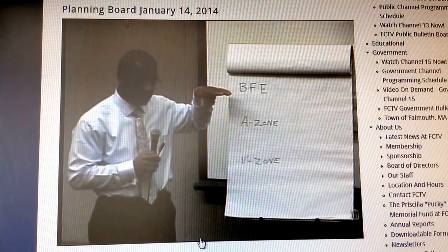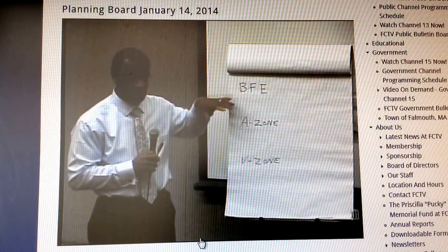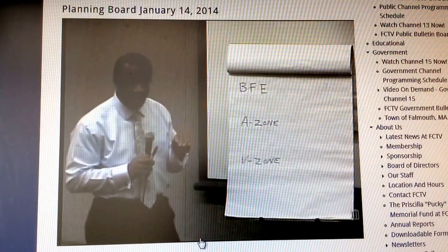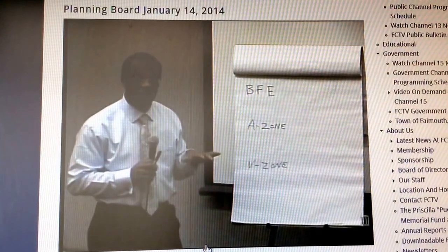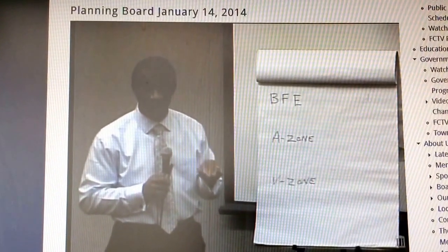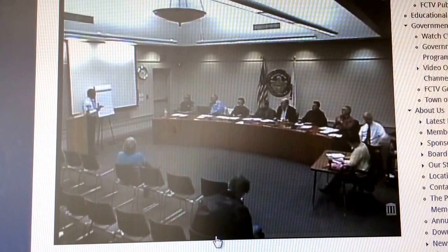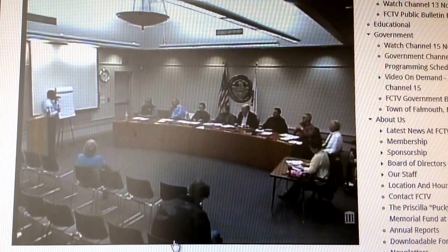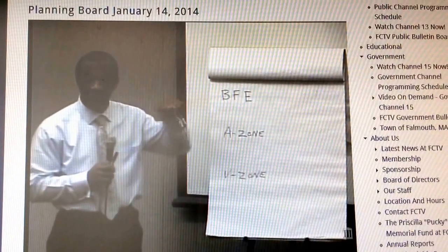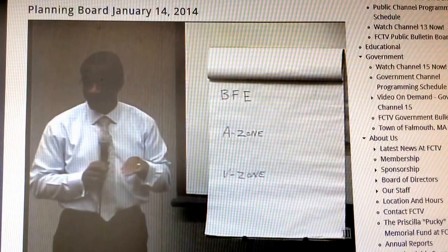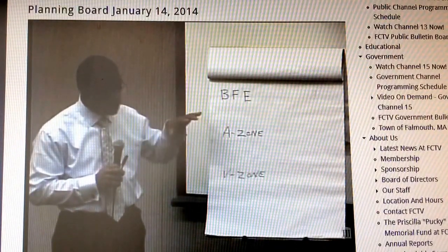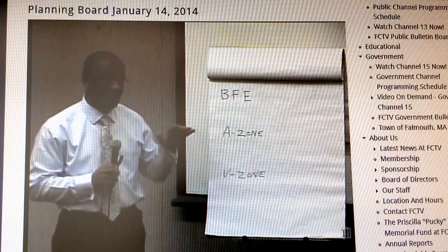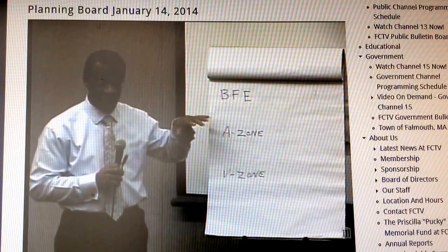potentially rise to. So the new maps that are proposed to become effective sometime this year have a different base flood elevation than the current maps have. And in most cases, it's an average of about 1 to 2 feet difference in elevation.